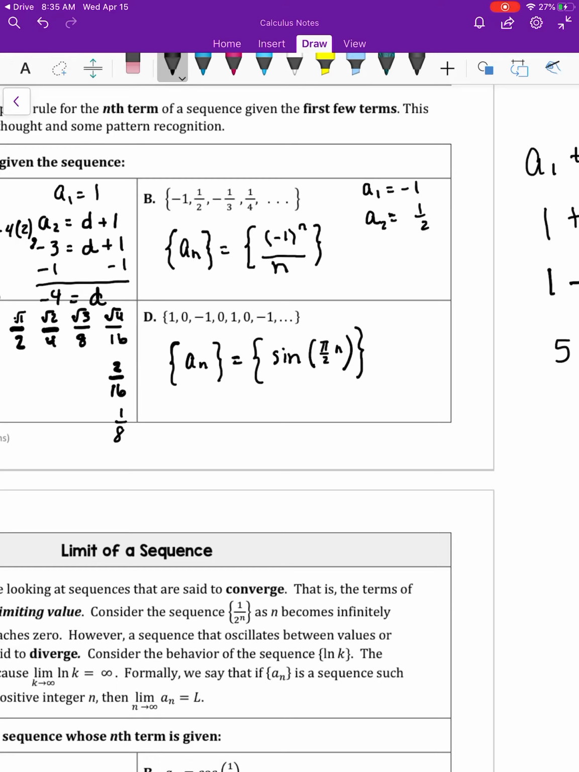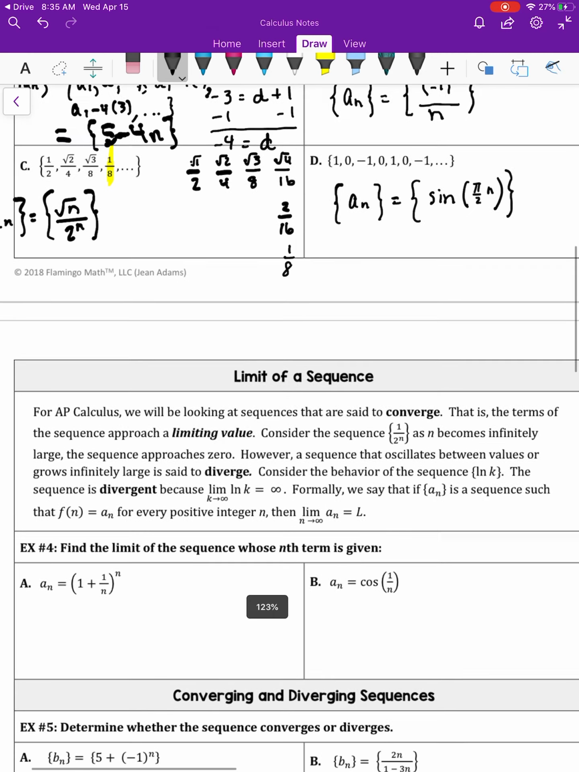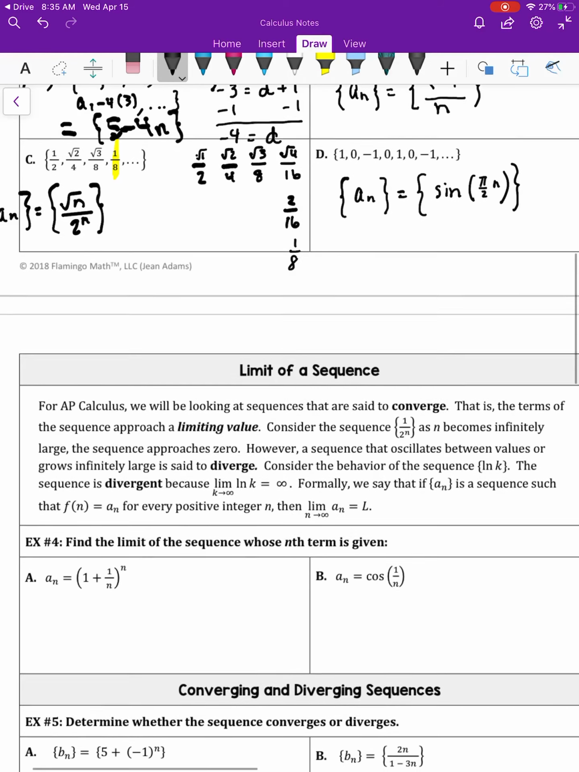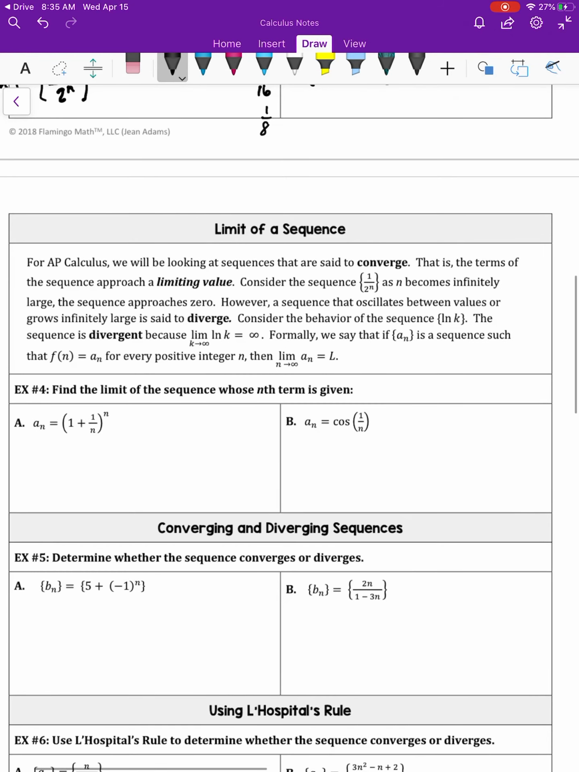And let's see if this works. If I put 1 in, I've got the sine of pi over 2, which is 1. If I put a 2 in, I've got the sine of pi, which is 0. If I put a 3 in, I've got the sine of 3 pi over 2, which is -1. Okay, there are other answers for this, but that's the one I chose. You could have done it with cosine also. You just would have had a different argument.